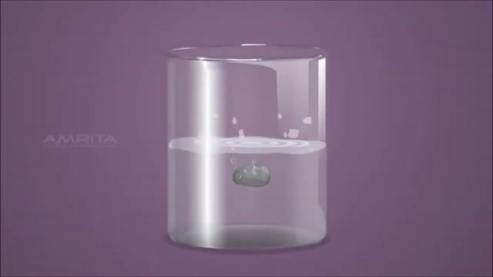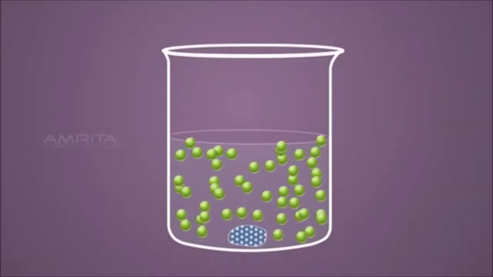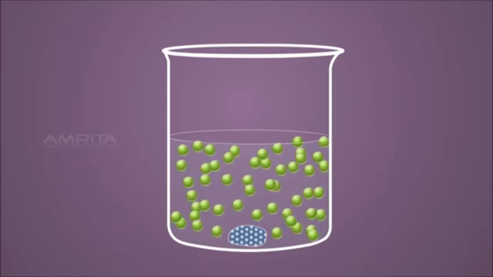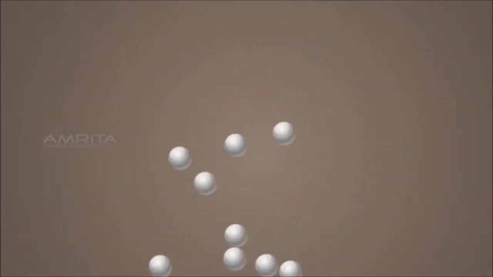When a stone is dropped into a beaker with water, why does the stone sink into the water? Let us explore. Generally, the density of solid is high compared to liquid and gas because there are not big spaces between the particles. Gases have much lower densities than either liquids or solids.